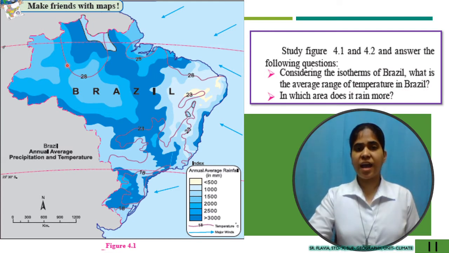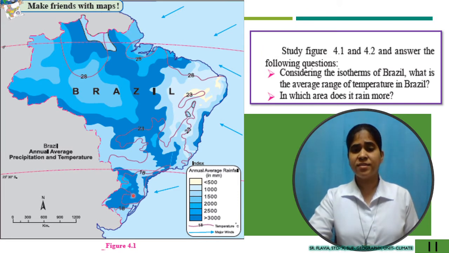Now look at these isotherms. Here you find 28 degrees Celsius, and as you come down over here, you will find 18 degrees Celsius. So the answer is the average range of temperature in Brazil is 28 degrees Celsius to 18 degrees Celsius.